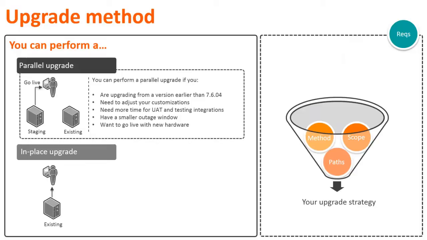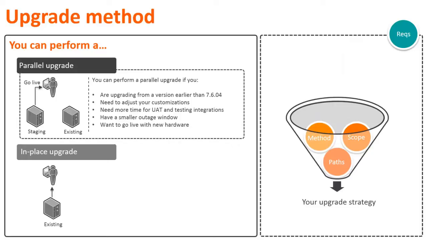If you are upgrading from a version earlier than 7.6.04, a parallel upgrade is recommended. In this case, you will have to implement overlays, and to create overlays you need a staging environment. Even though you may be at the version 7.6.04 or later, if you have to adjust your customizations, a parallel upgrade is recommended. If you need more time for user acceptance testing and testing integrations, you must opt for a parallel upgrade.